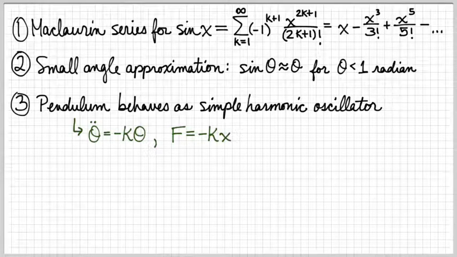Let's recap. In the first video, we computed the Maclaurin series for the sine function and found that it was equal to x minus x cubed over 3 factorial plus x to the fifth over 5 factorial, etc. In the second video, we derived the differential equation describing the motion of a simple pendulum. To pull this off, we used the small angle approximation for the sine function.